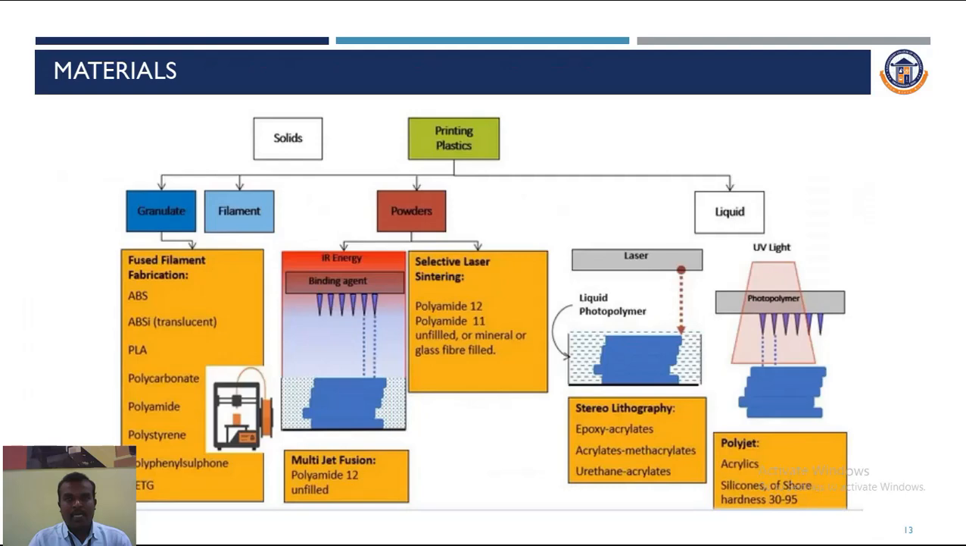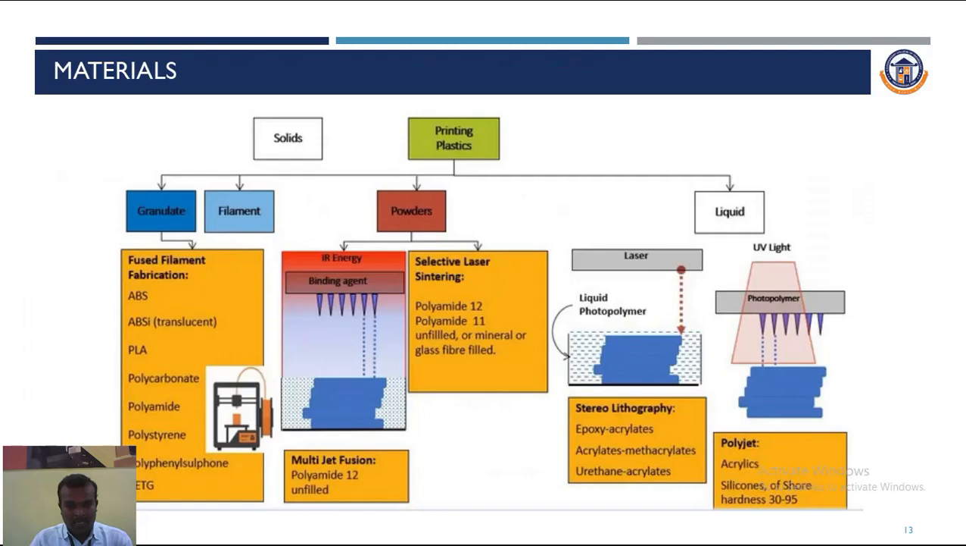Most of them use polymers. The polymers are ABS, that is acrylonitrile butadiene styrene, polylactic acid, HIPS, nylon, polycarbonate, polyethylene, and polyether ether ketone, that is PEEK. Composite materials can also be used, like carbon fiber, that is carbon plus PLA and carbon plus ABS. All the thermoplastic materials, that is most of the polymers, can be used in this machine in solid form.